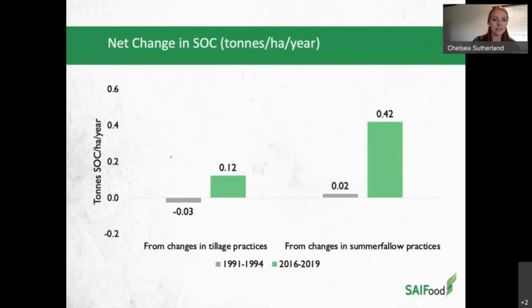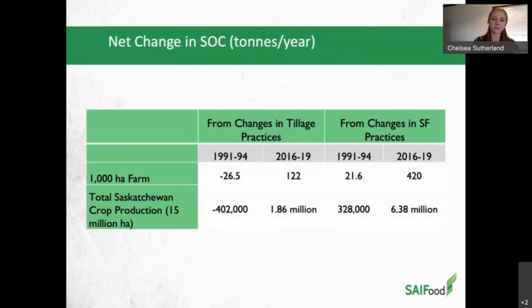Now we'll go to slide 15. So we can take these net change in soil organic carbon values and apply them to various sizes of land to better illustrate these results.